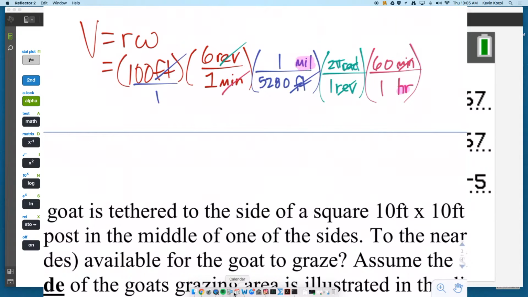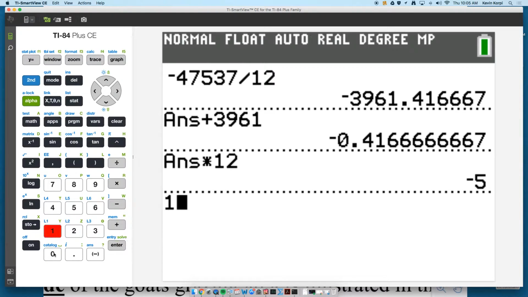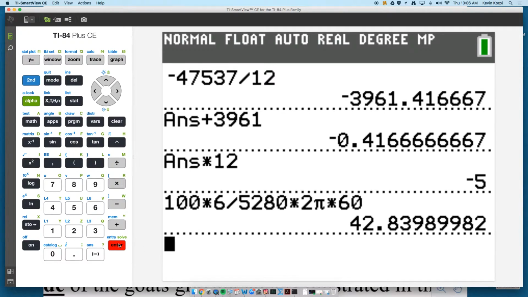And so now all you've got to do is type in exactly what you see there into your calculator. You don't even have to worry about the ones, right? Because multiplying and dividing by 1 is the same thing. So it's all the other numbers. So here we go. 100 times 6 divided by 5280 times 2 times pi, or 2 pi, works like that, times 60. And if you had another factor in the denominator, you say divided by, right? Hit enter, and you get what you know to be the right answer. It's 42.839 mph. Now it says to the nearest mile per hour, so if you round up, you get 43, which is the correct answer. So that would be a pretty cool ride.